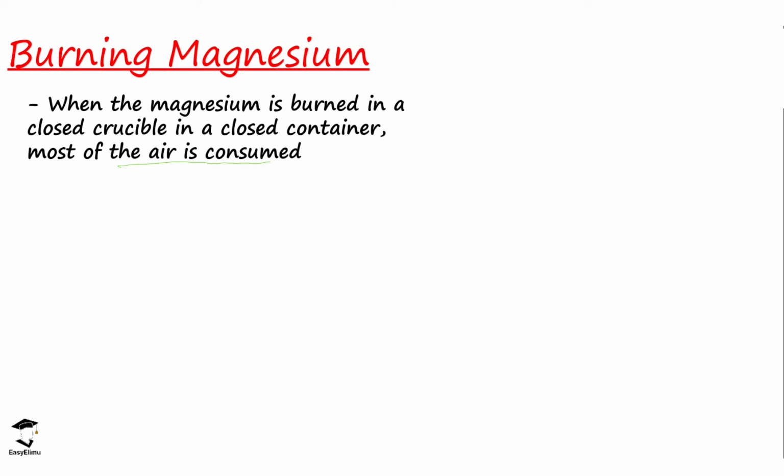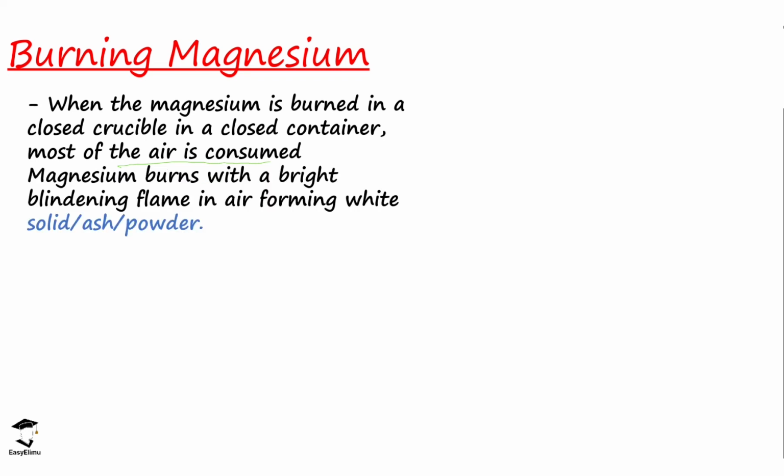Some of the observations you notice for this reaction are that magnesium burns with a bright, blinding flame. You're going to see that brightness, it's so bright. And after the reaction is complete, a white ash or powder is formed, or left either in the deflagrating spoon or in the container that is used, or in the crucible. So those are the two observations that you notice in this reaction.